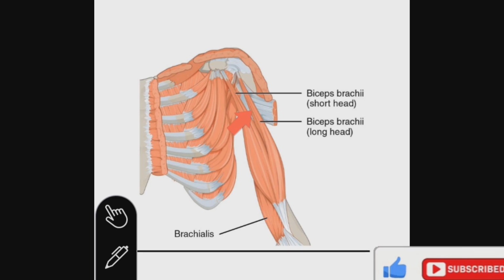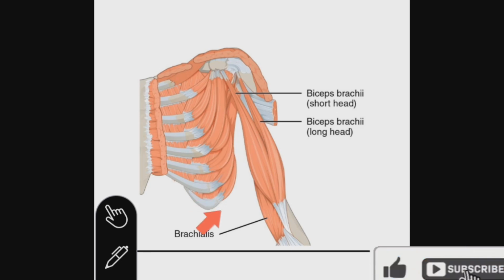Bi means two, so it has two heads, a long head and a short head. The long head originates from the supraglenoid tubercle, while the short head originates from the coracoid process. They both insert into the radial tuberosity. All anterior muscles are innervated by the musculocutaneous nerve, and the biceps primarily functions as a supinator. So biceps brachii is a supinator.